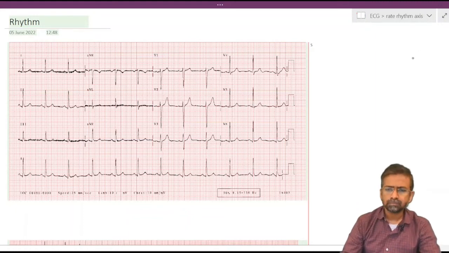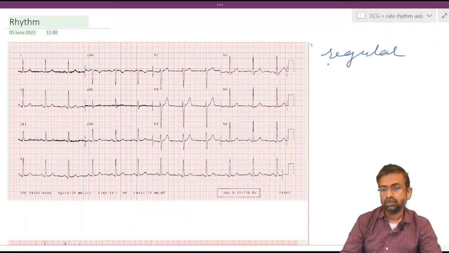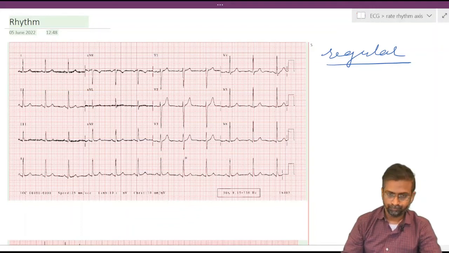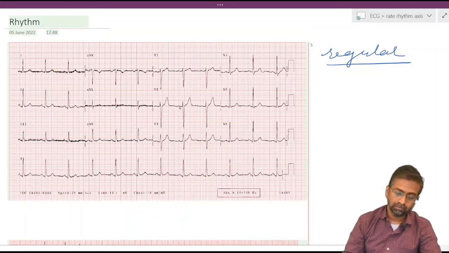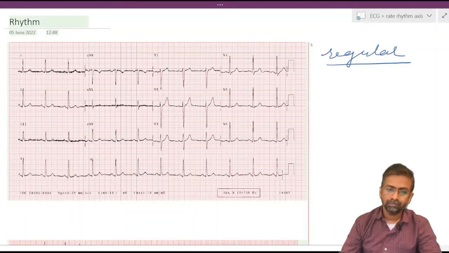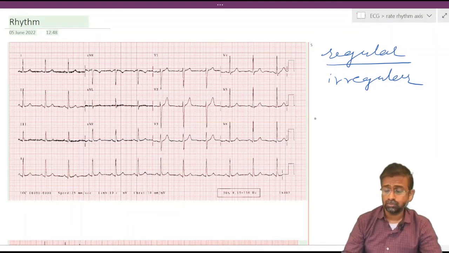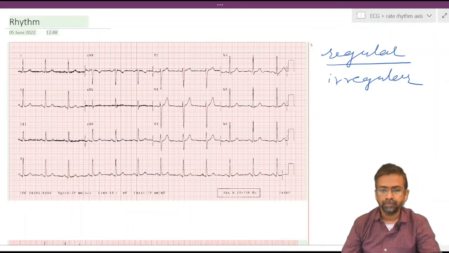Now let us see how we look for the rhythm of the heart. Most of the time the rhythm will be regular. What does regular rhythm mean? It means the interval between two RRs is almost the same. If the interval between two RRs is the same, you can say the rhythm is regular. But sometimes the interval between two RRs will change. In that condition you will say the rhythm is irregular. So how do you look for whether the rhythm is regular or not? You need a compass.